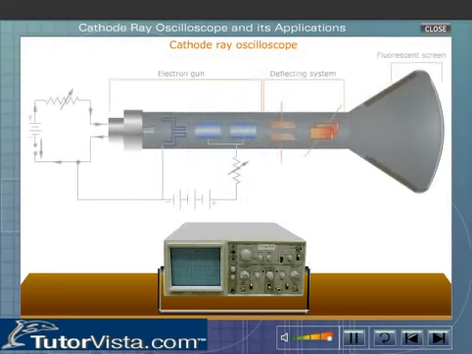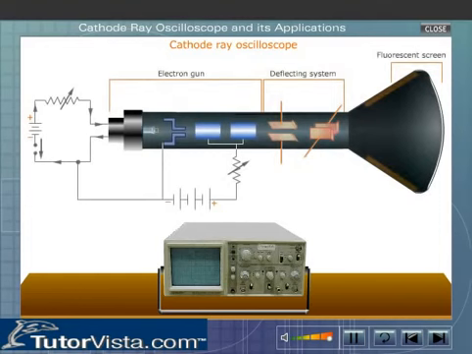The central component in the cathode ray oscilloscope is the cathode ray tube. The three main parts of the cathode ray tube are electron gun, deflecting system, and fluorescent screen. Click on the parts for more information.